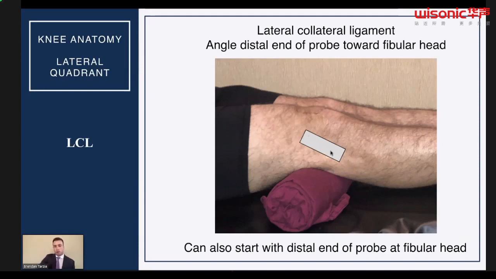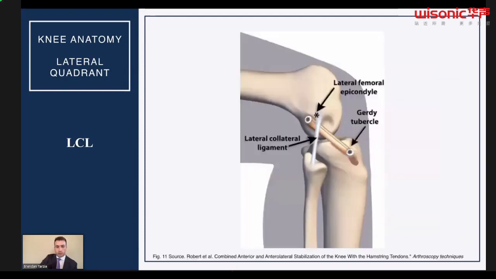So then if you just go right over there, you should see the lateral collateral ligament. And then obviously, if you're not following the approach and you want to see the lateral collateral ligament, you can always just start with the distal end of the ultrasound probe right over the fibular head, and kind of angle it right to that femoral condyle there. And then you're going to try to see a nice linear pattern of the LCL, and you'll know you're in the right area.